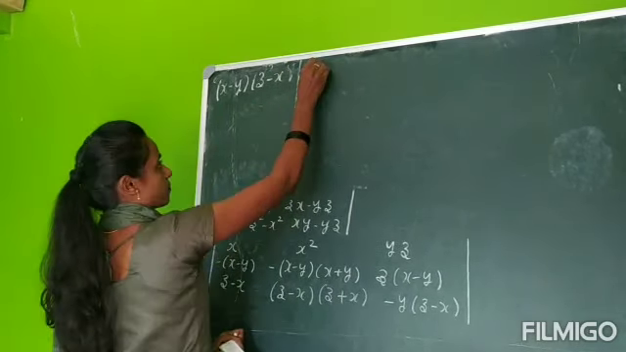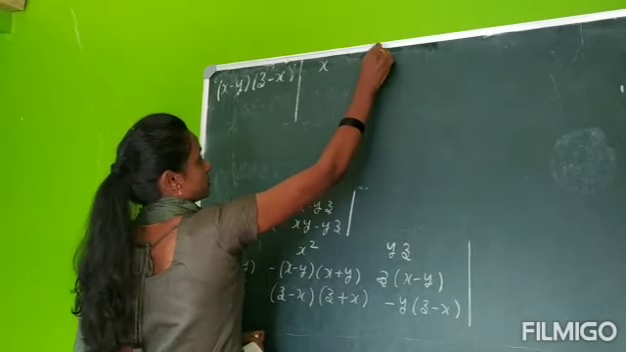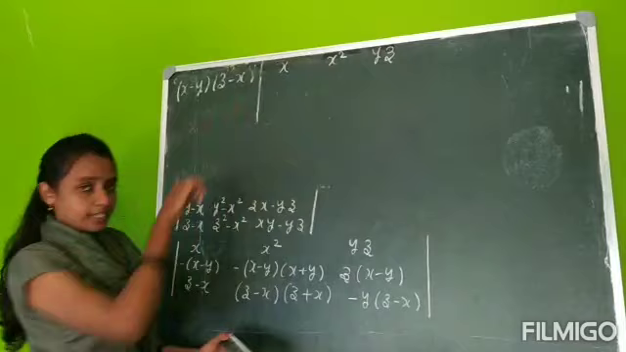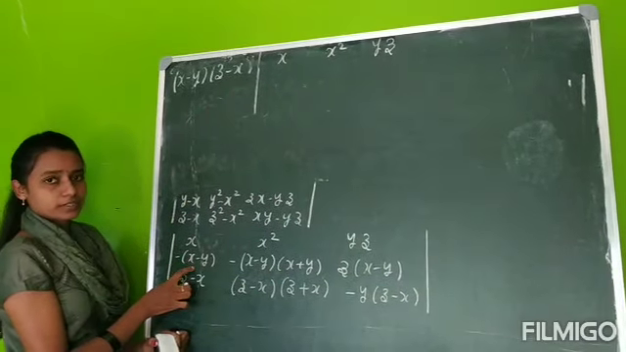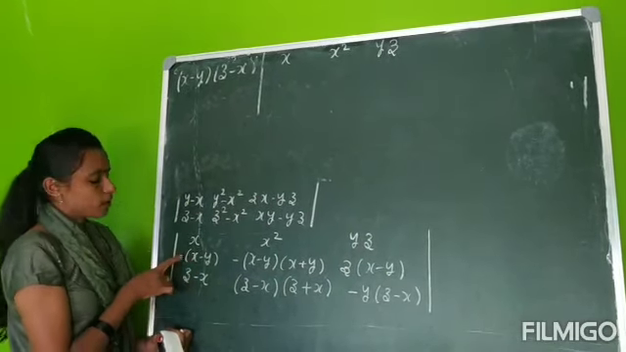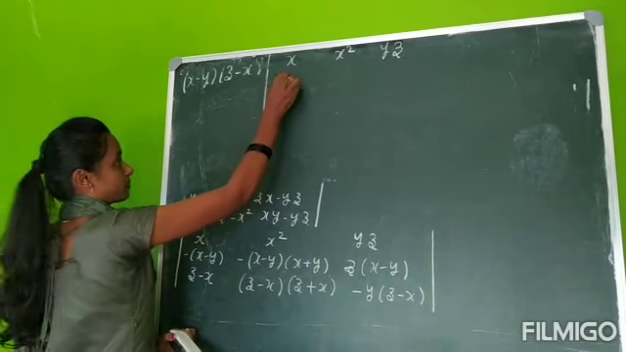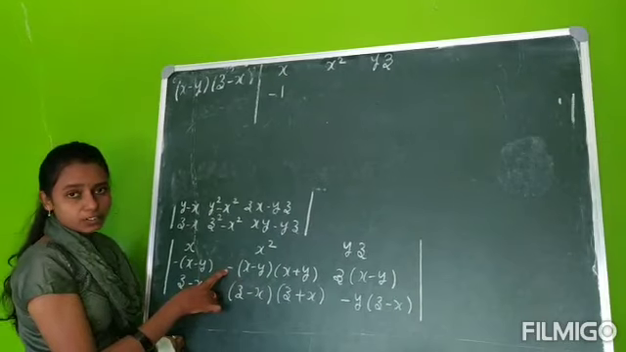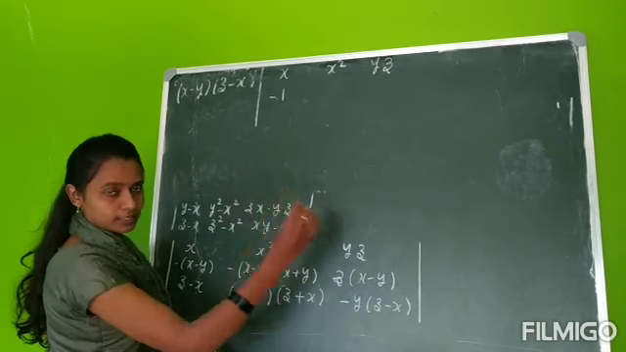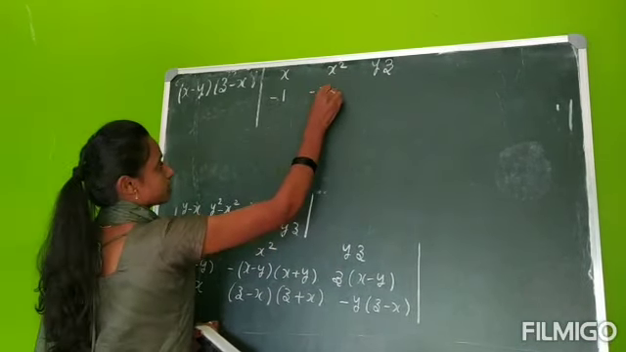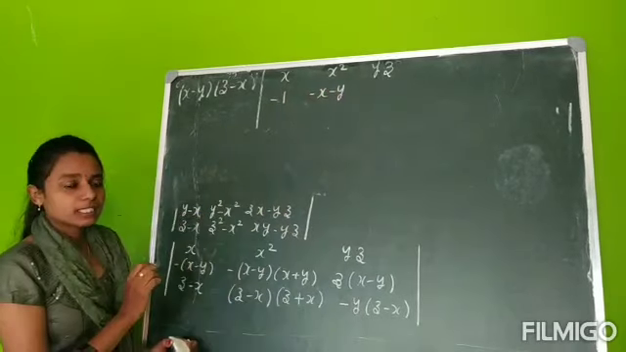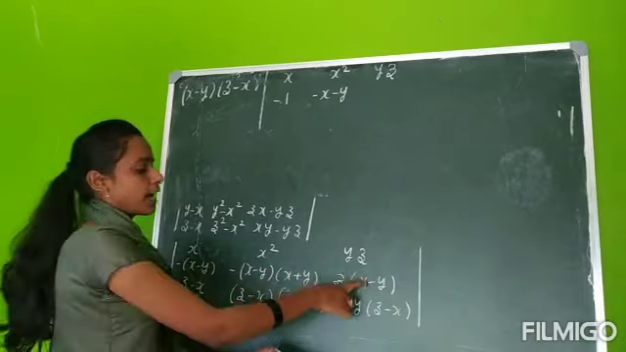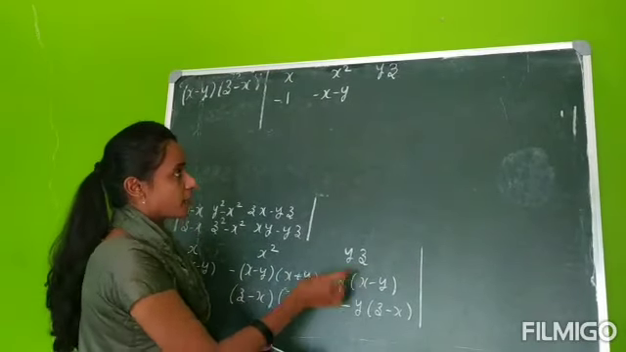In the first row, which is as it is, x square. Next is yz. In the second row, I took this x minus y as a common, therefore the remaining is minus 1. Next is x minus y as a common, remaining is minus of x plus y. I will write it directly, that is minus x minus y, because I multiplied this minus for these two terms. Next, I took this x minus y as a common, remaining is z.